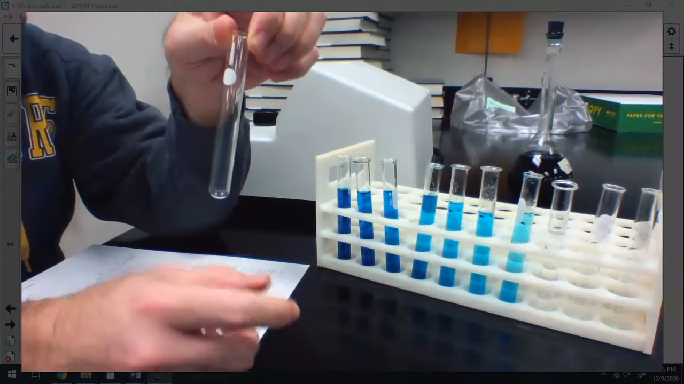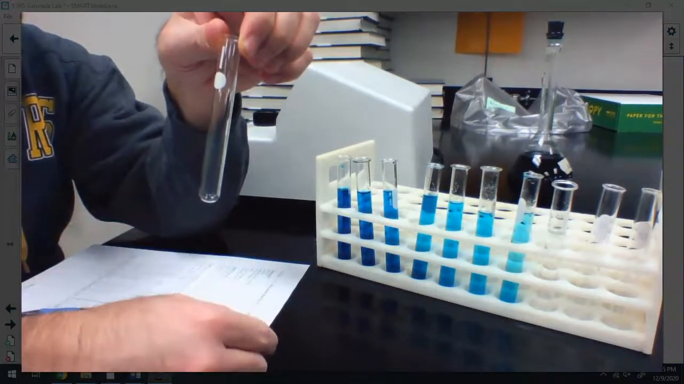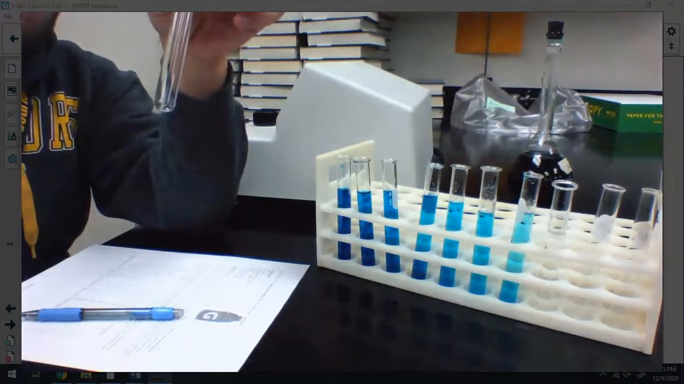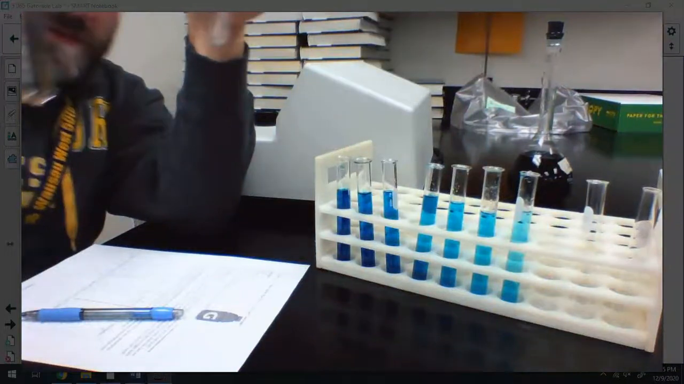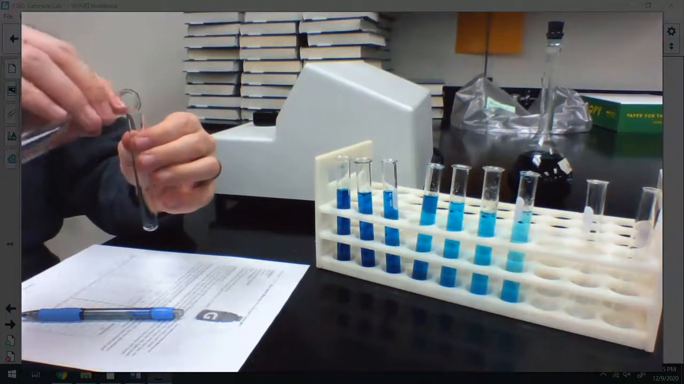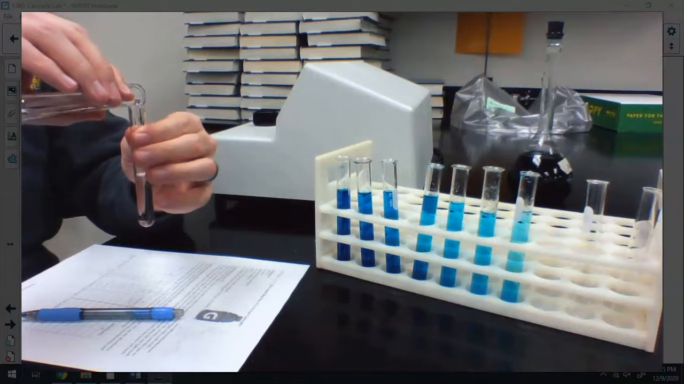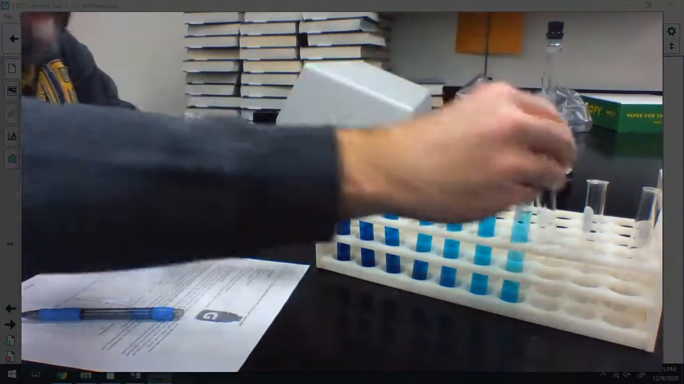So what I need to do first is calibrate the instrument. Okay? The way I do that is by adding water. So I'm going to take my very last test tube in this series, just pure distilled water. I'm going to fill this thing up, and when I fill it up, I'm going to fill it up to about the dot.